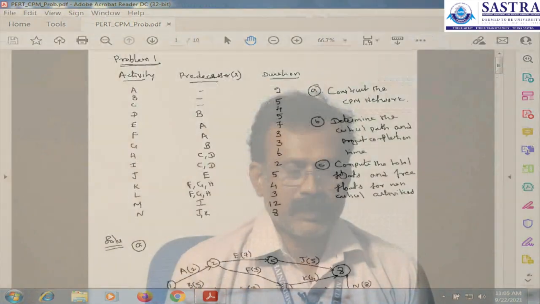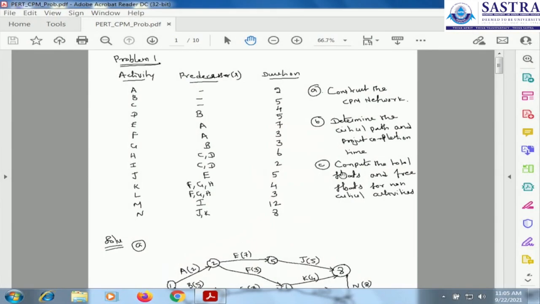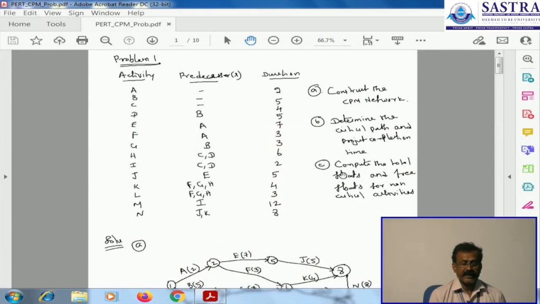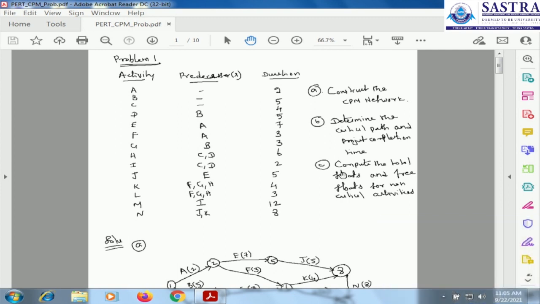In the last lecture we worked out the drawing, and the network has been constructed. In this lecture we are going to identify the critical path and also the free floats and total floats. Continuously, we are going to organize these three questions in this particular problem.